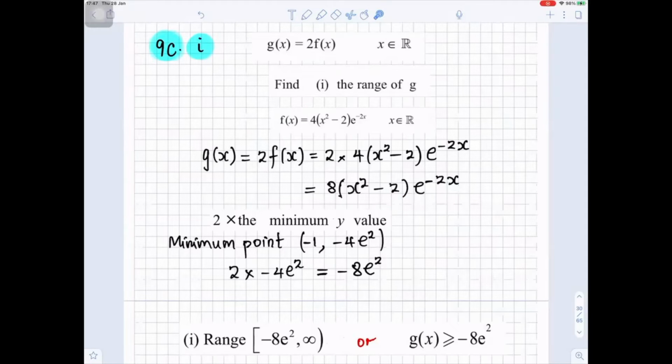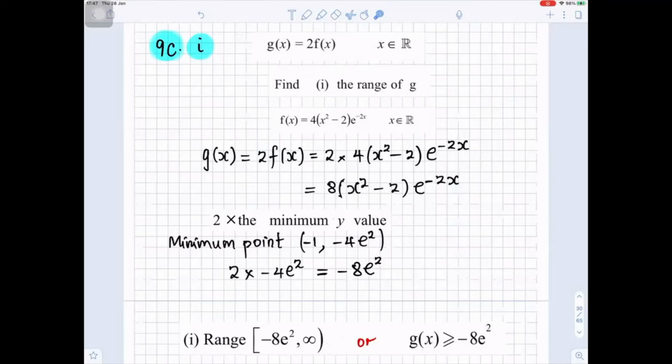So whatever we had, it will be 2 times the minimum value of y. Before, we had the minimum point as -1, -4e squared. So what is going down is the y value. You multiply the y value by 2. And when you multiply 2 times -4e squared, it becomes -8e squared. So remember, 2 times the minimum value of y, because it is 2f of x. There's the 2 in front. So the -1 stays the same. You multiply that, so it'll be -8e squared.